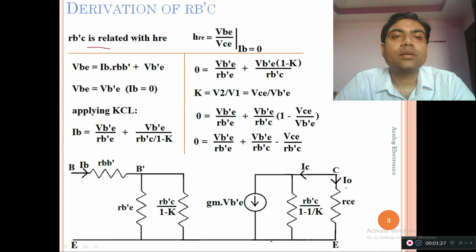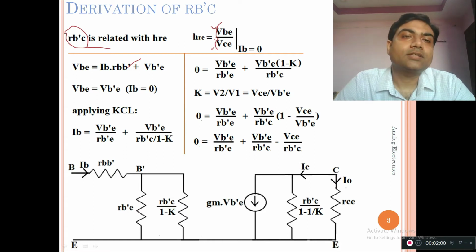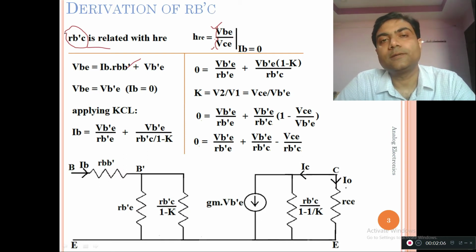So how is RB'C related with hre? Because hre gives me the value of V1 upon V2. V1 is VBE, and V2 is VCE. So hre relates the input voltage with the output voltage, and RB'C also connects the output terminal with the input terminal in terms of voltage. So by analyzing the value of hre, you can calculate the value of RB'C.